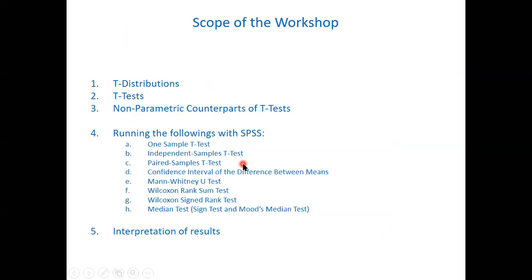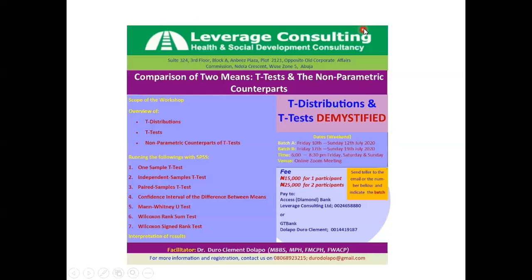And these are what we have on the poster also. It's the same thing we have just discussed: T distribution, T test, non-parametric counterparts, and we're going to run them with SPSS also. The one-sample T, independent-sample T, paired-sample T, confidence interval between the means and the interpretation. Mann-Whitney U, Wilcoxon rank sum test, Wilcoxon signed rank test, median test, the one we just discussed, and the interpretation of results. I think I will stop here.